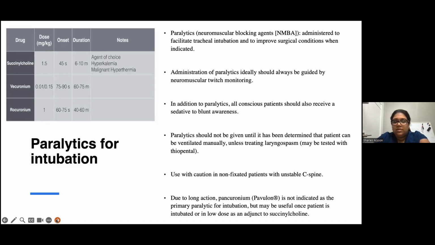Use with caution in non-fixated patients with unstable cervical spine. Due to its long action, pancuronium is not indicated as a primary paralytic for intubation, but may be useful once patients are intubated, or in a low dose as an adjunct to succinylcholine.